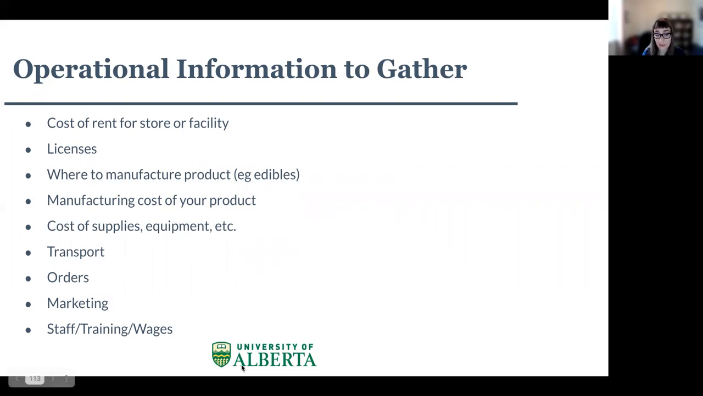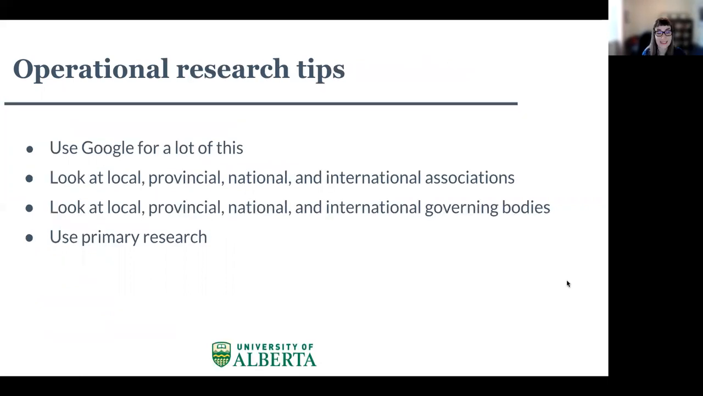So in terms of looking up this information, once again, the library itself is not necessarily the place to go for this. Instead, this is where you probably want to look at Google. And you also probably want to look at local, provincial, national, and international associations and governing bodies, especially, for example, if you're looking at the minimum wage. That would change from region to region and is important for you to look up. And this is once again where you want to use primary research, and primary research can be as simple as talking to other business owners in your industry.